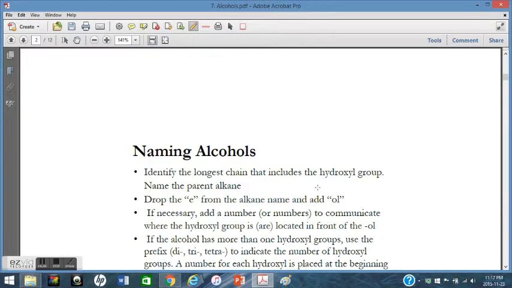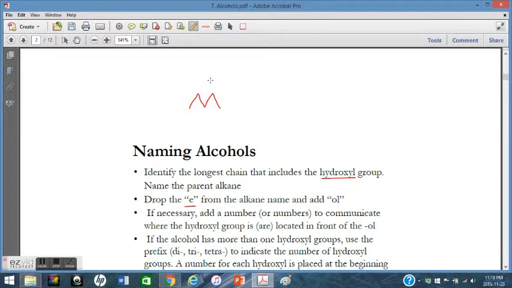Now, how do we name these things? We're going to identify first the longest chain that includes that hydroxyl group. You're going to name the parent alkane or figure out what it is. So if it's a 5-carbon chain, you're going, okay, that's a pentane. You're going to drop the E from the alkane name and add the suffix OL. So it becomes pentanol.